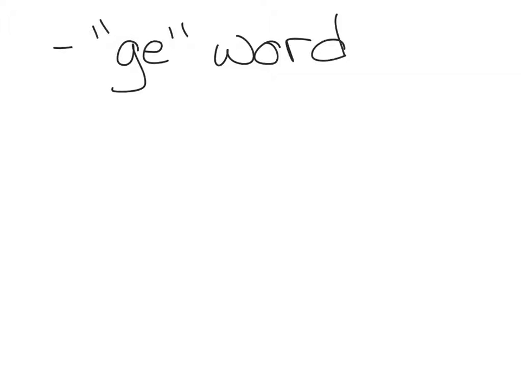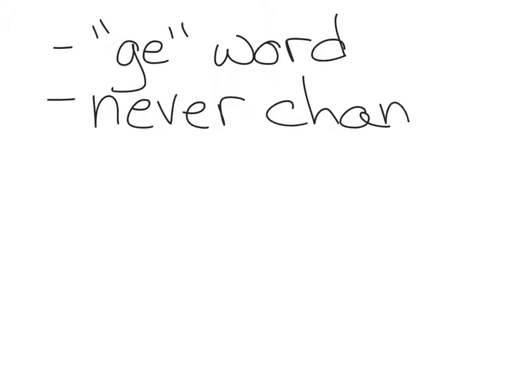Usually, instead of calling it a past participle, I call it a GE word. Because in most cases, and we're going to talk about that today, that past participle is going to have a GE at the beginning of the word. Okay. Now jot down, it never changes. So you don't conjugate it. Alright, that's how to create it.